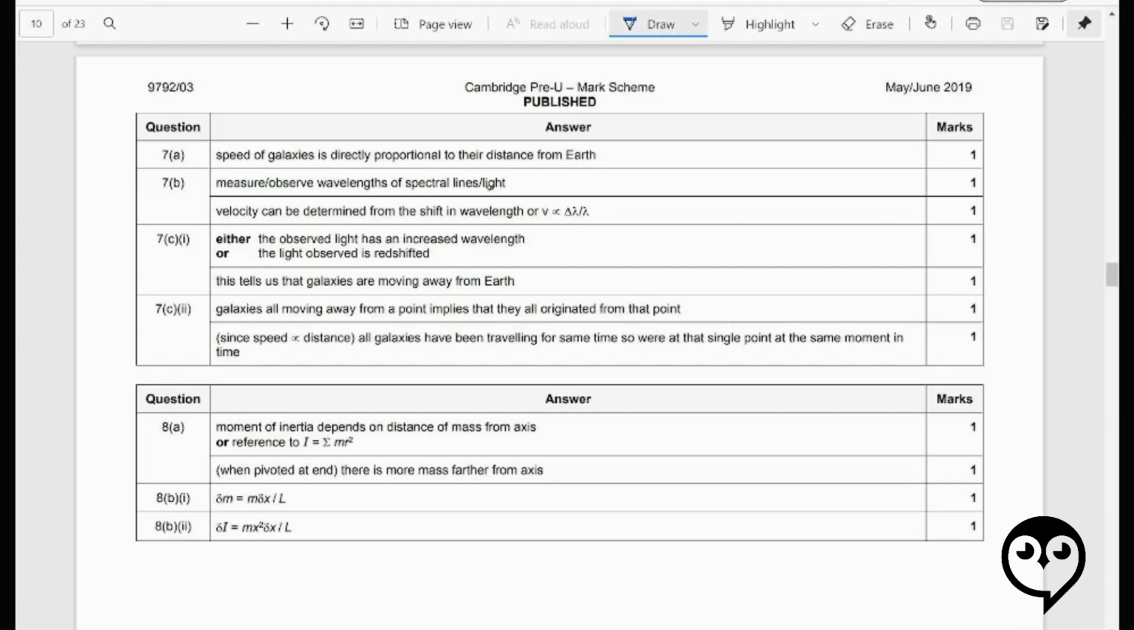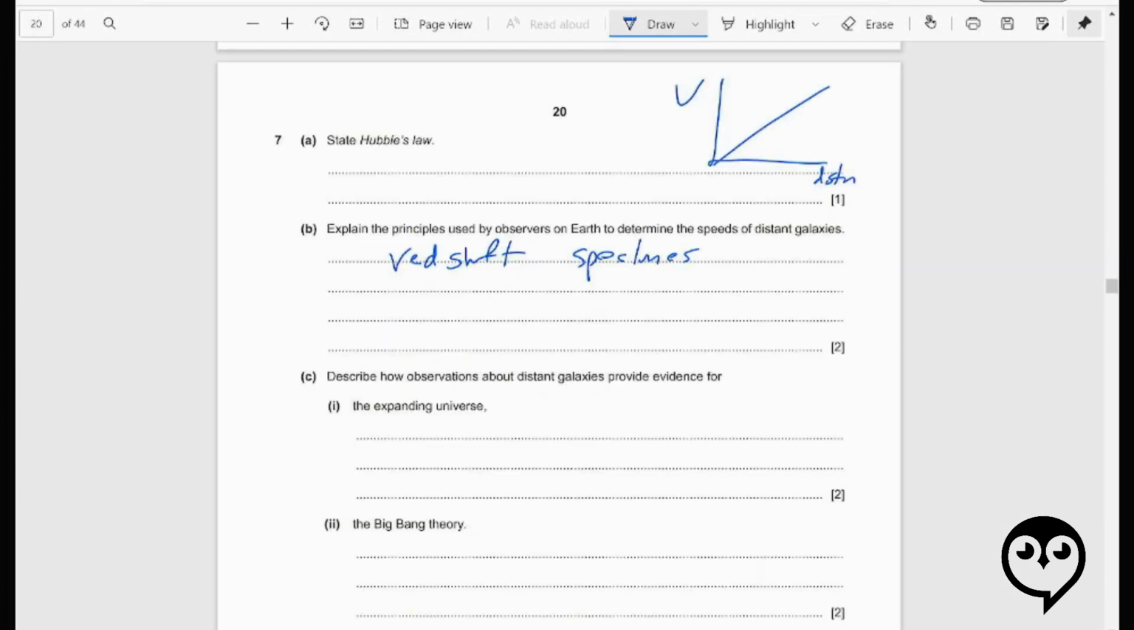Yes, we measure the wavelengths of the spectral lines, and the velocity is determined from the shift in wavelength, the redshift, something like that. Good, lovely. Okay, moving on.